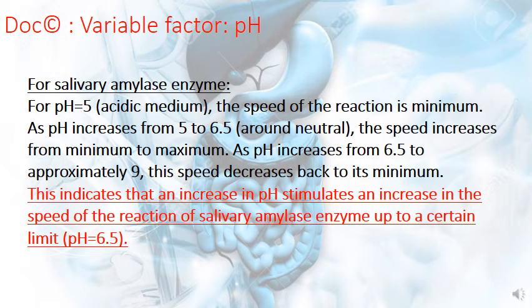Salivary amylase: when the pH was 5, acidic, the speed of the reaction was minimum. As it increases to 6.5, approximately neutral, the speed increases to the maximum. And then, as the pH increases from 6.5 to approximately 9, which is basic, the speed decreases back to the minimum. This indicates that an increase in the pH stimulates an increase in the speed of the reaction up to a certain limit.